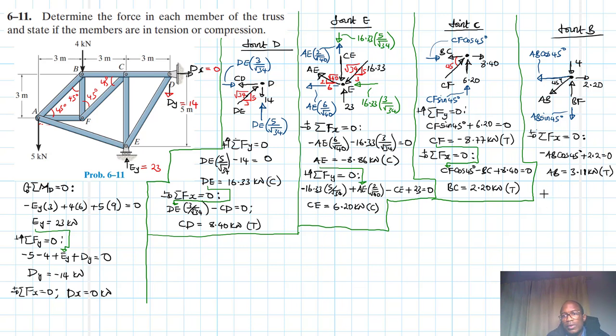Alright, so therefore let's find the other components, summation of forces in the y direction. Okay, so we have minus 4 plus BF minus AB sine 45 equal to 0. We already found what AB is.